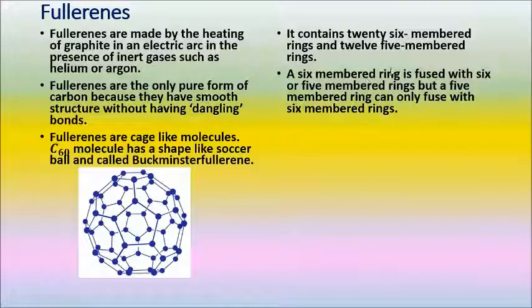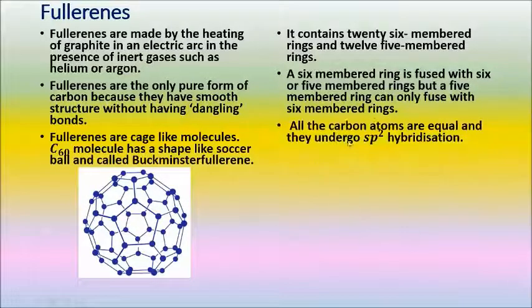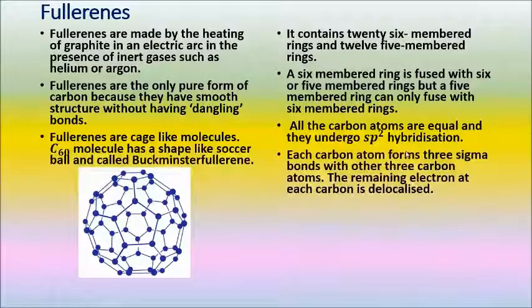A 6-membered ring is fused with 6- or 5-membered rings, but a 5-membered ring can only fuse with 6-membered rings. So this is a specialty of the 6-membered and 5-membered rings. All the carbon atoms are equal and they undergo sp2 hybridization in this structure. Each carbon atom forms 3 sigma bonds with 3 other carbon atoms, and the remaining electron at each carbon is delocalized or mobile.